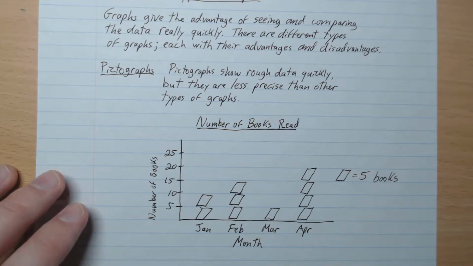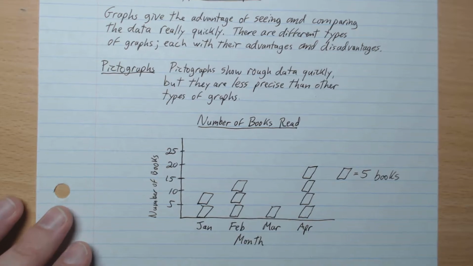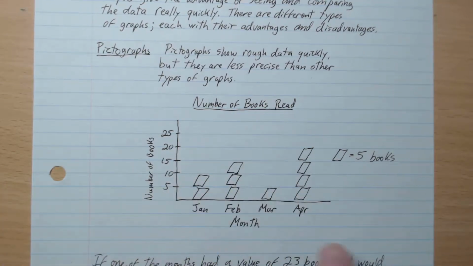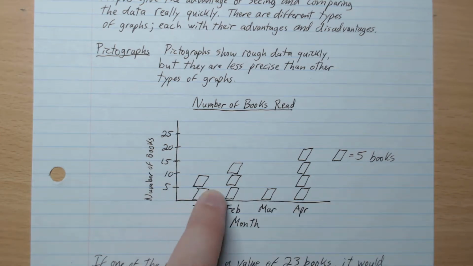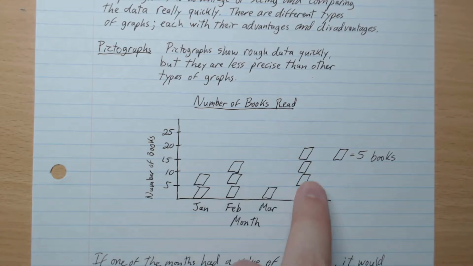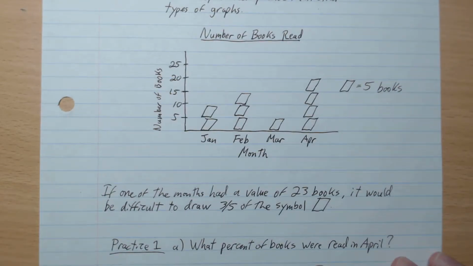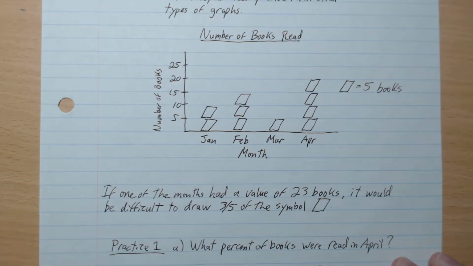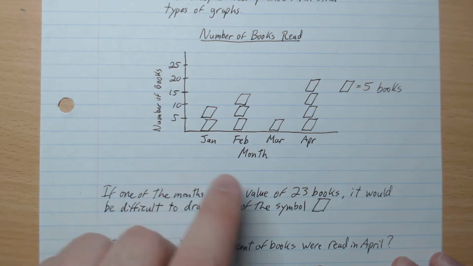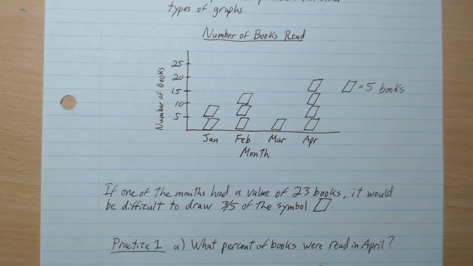So pictographs show rough data quickly, but they are less precise than other types of graphs. So we see here we got our title, we got a number of books being read each month, and so one book here equals 5 books. So we have 10 books, 15, 5, and 20 books like that. So if one of the months had a value of 23 books, let's say, it'd be difficult to draw 3/5 of our symbol. That's just an example of how the pictograph would be less precise.